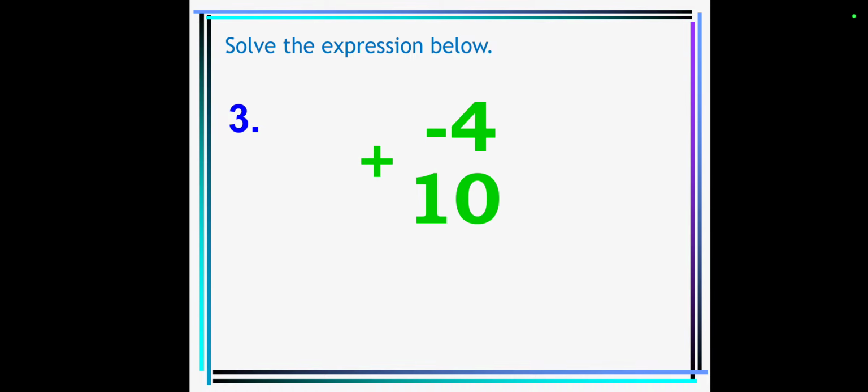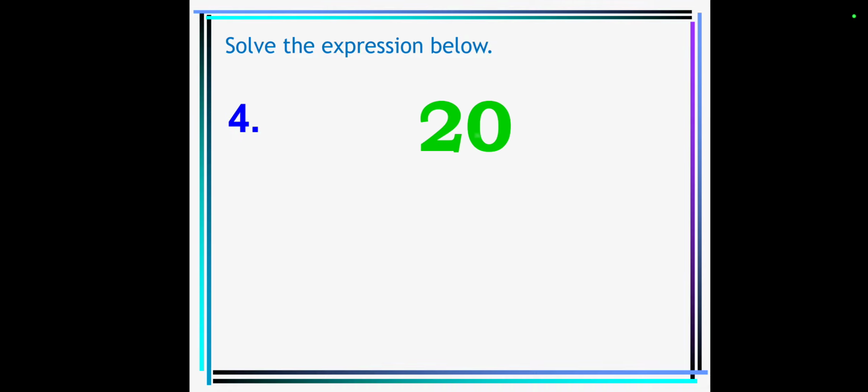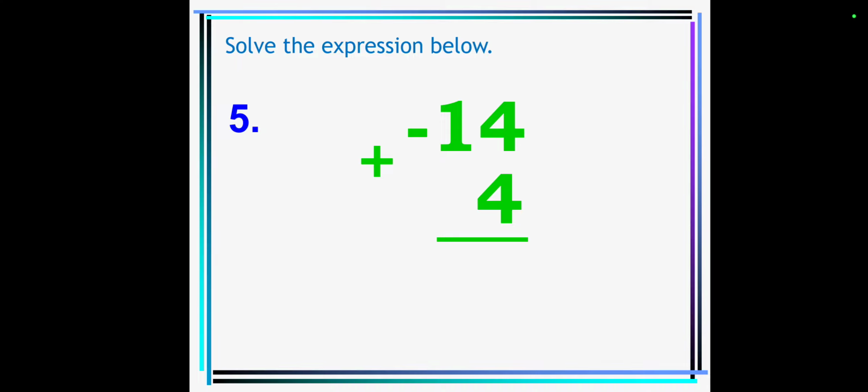Another example, negative 4 plus 10. What does it mean? You lost 4, you gained 10. So the result is positive 6. Or you don't have to write the positive symbol anymore. It's just 6. How about this? 20 plus negative 6. The answer is positive 14. Last example, negative 10 plus positive 4. The answer is negative 6, of course.